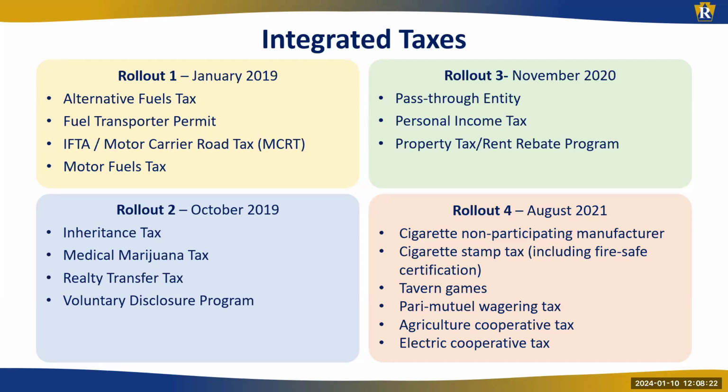Rollout 3 was our biggest rollout. This one went live in November of 2020, and this included our personal income tax, pass-through entities, and also our property tax rent rebate program.